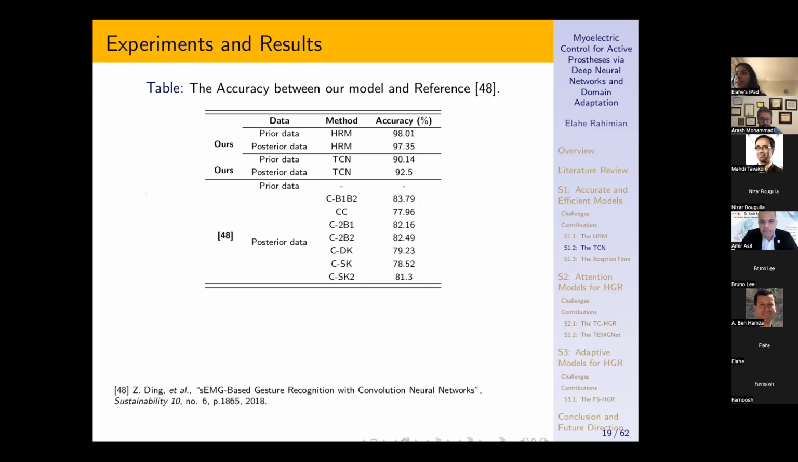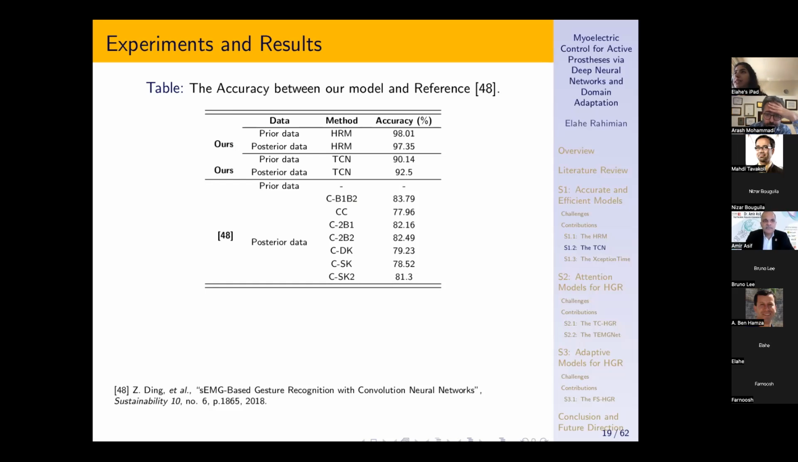For both of the prior and posterior data, here we report the accuracy for both our method, which is HRM and TCN, and we compare our result with reference number 48. In reference number 48, actually, they are using convolutional blocks or CNN models, and they use different configurations of those CNN models. For example, in CB1, B2, they are using 2 parallel paths. Each path is a CNN block, block 1 and block 1, or block 1 and block 2. Or for example, C2B1 is when they are using block 1 2 times in parallel, and so on.